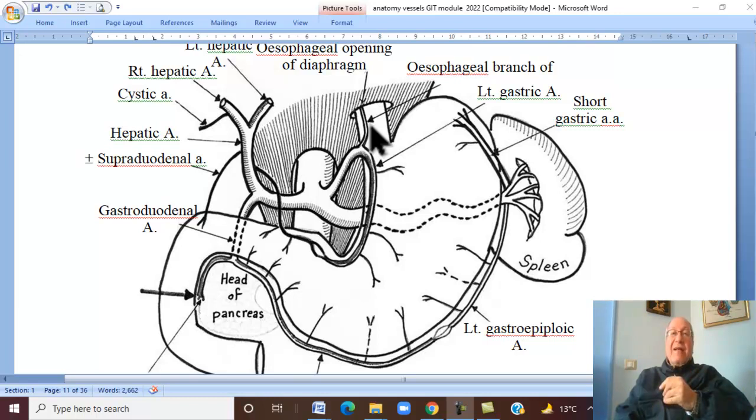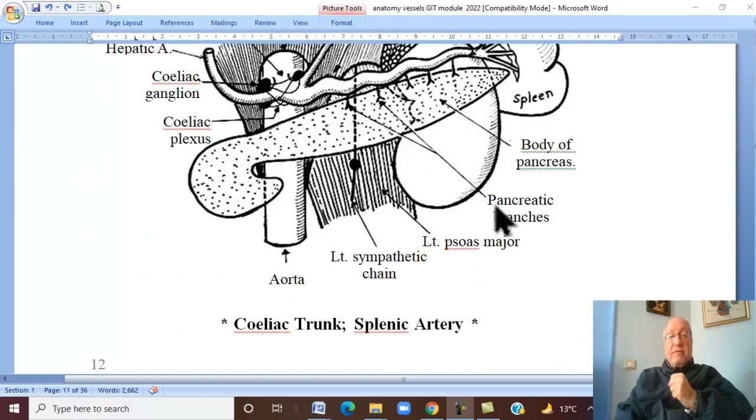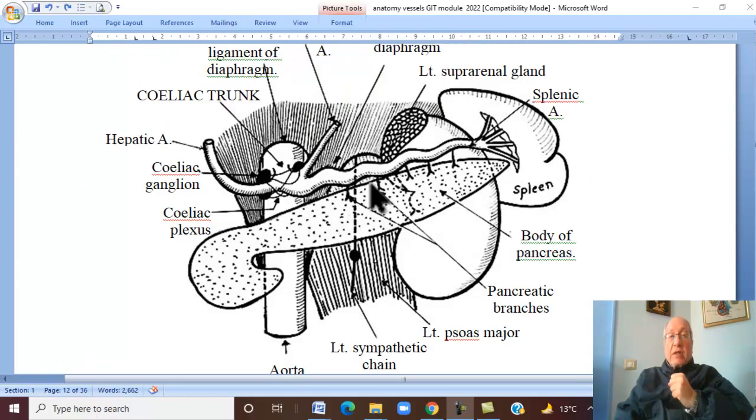The second branch is the largest branch of celiac trunk. The largest branch of celiac trunk is splenic artery, which has a tortuous course. Tortuous course above what? Tortuous course above the upper border of pancreas. And during its course on the posterior abdominal wall, it passes in front of left suprarenal gland and the left kidney.